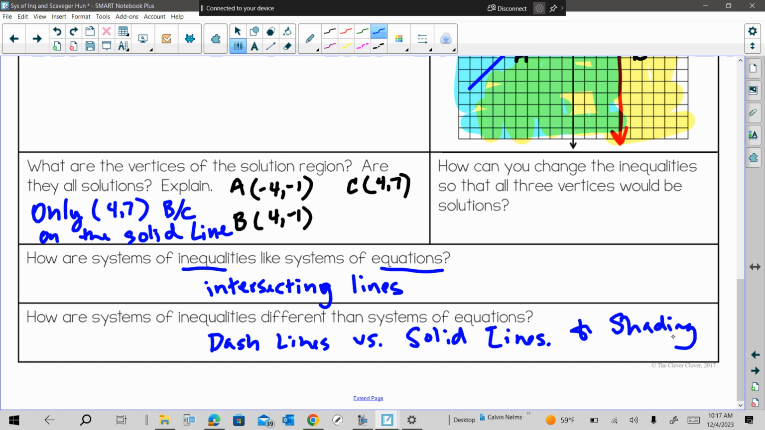Now, my question to you, what if the lines never touch? There's no solution. It's parallel, right? So same thing. What if your shading never overlaps? There's no solution, okay? So if you have parallel lines or no overlapping, it's a no solution. Yes? All right.